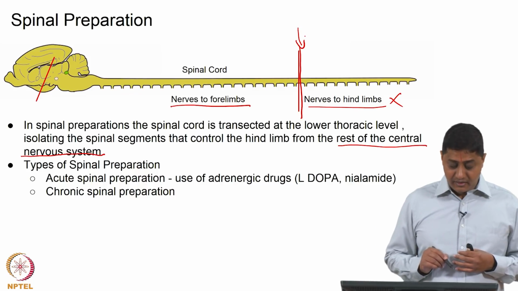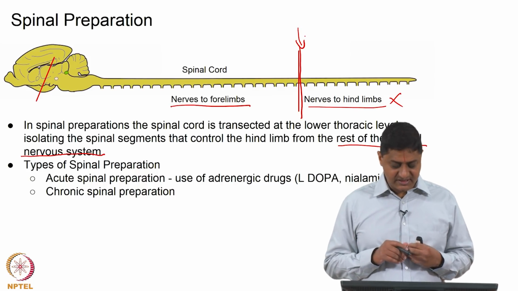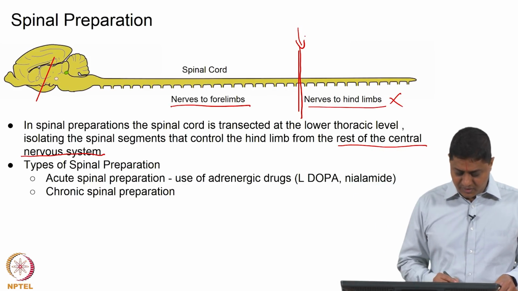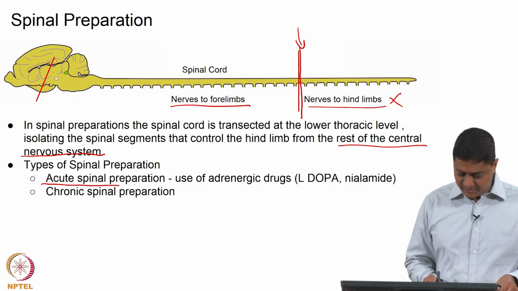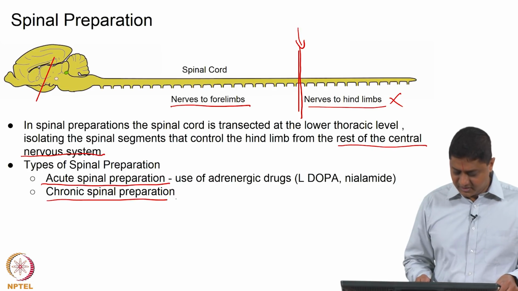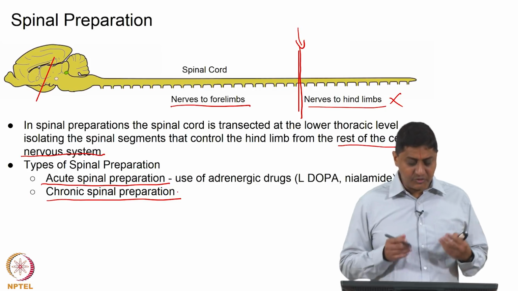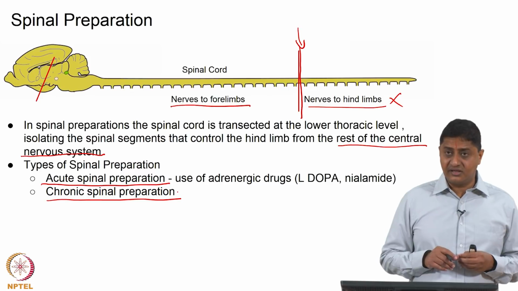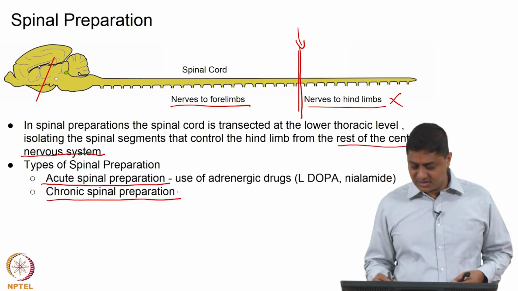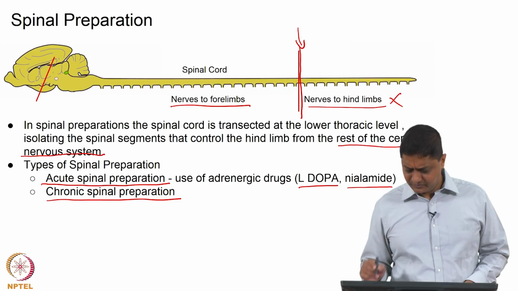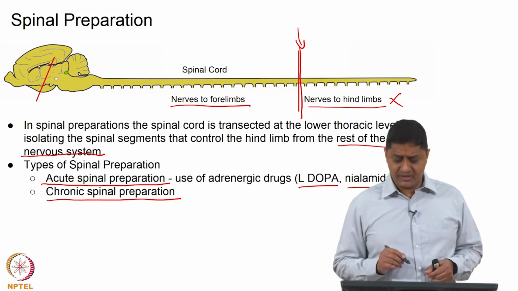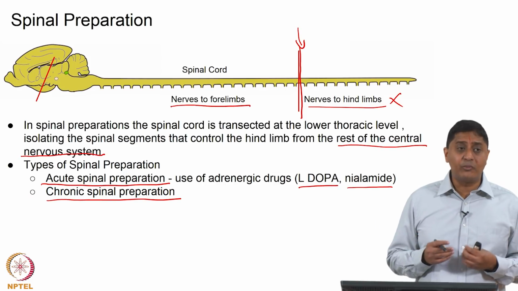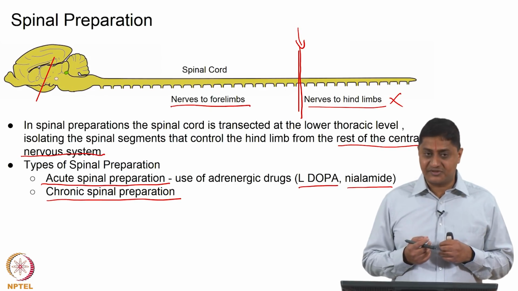There are two specific cases of spinal preparations. One is the acute spinal preparation, the other one is the chronic spinal preparation. In the acute spinal preparation, the locomotor like activity is generated by the use of adrenergic drugs such as L-dopa and nialamide. When these are used, there are spontaneous locomotor like movements that are present.